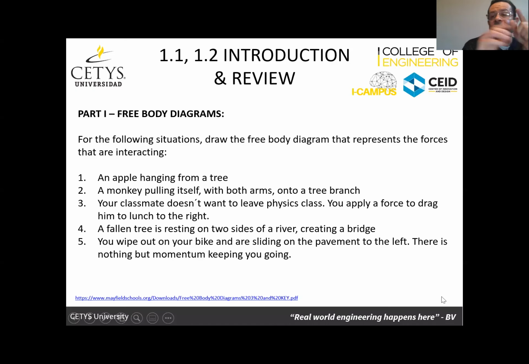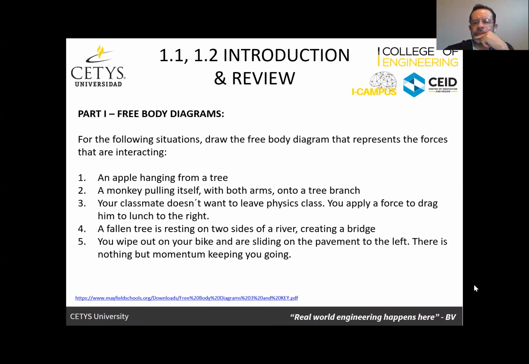What does problem number 2 state? By the way, for all these problems, what we want to do is represent the free body diagram, where we look at the forces that are interacting. Problem number 2 says a monkey pulling itself with both arms onto a tree branch. We want to represent that. I'm going to be doing 2 and 4. Try to do these in your notes while I'm doing them, and if you have any questions, let me know.